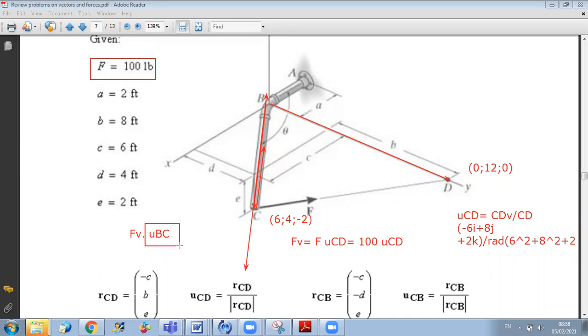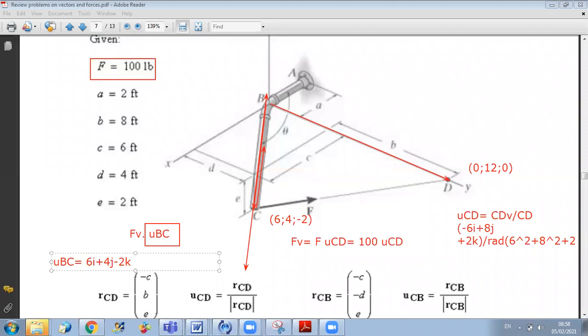For the unit vector, you can take either CB or BC because they didn't force you to take a certain orientation. So if you want to find unit vector of BC, you need coordinates of C. You already have coordinates of C. So what is unit vector of BC? UBC is simply equal to 6i plus 4j minus 2k. Yes, exactly.